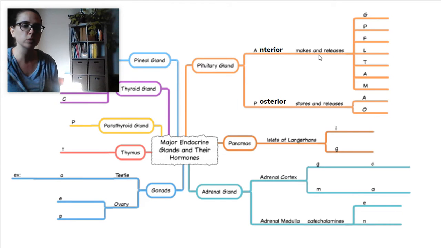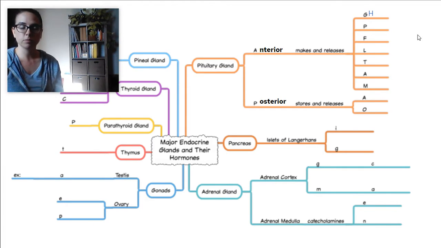So the anterior pituitary produces all of these hormones, and then it releases them when the hypothalamus tells it to, because the hypothalamus has its own releasing hormones. The posterior pituitary is a little bit different. It actually doesn't make them. Instead, the hypothalamus makes them, and the posterior pituitary stores them, and then releases them whenever it gets the little zap signal from the hypothalamus. So there is a little bit of a difference between them. We're going to start here with the anterior.